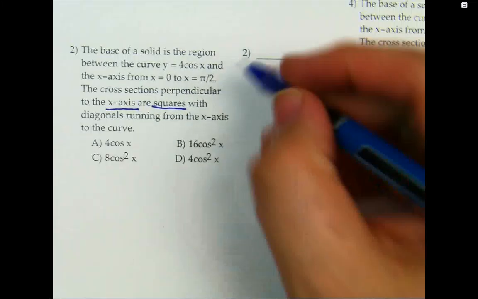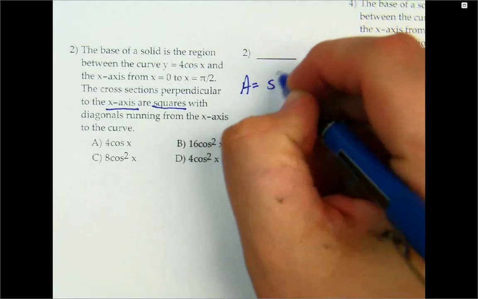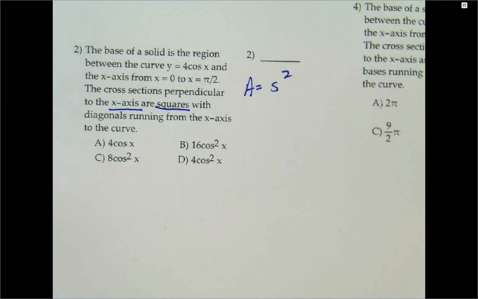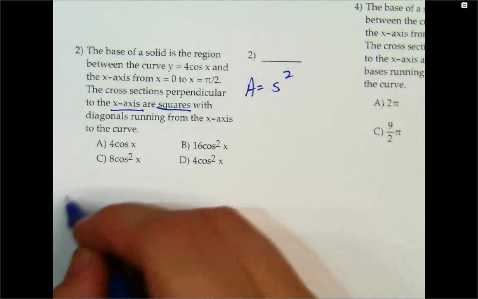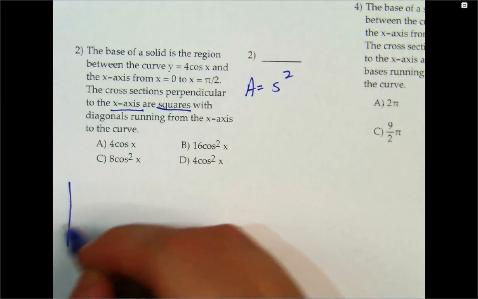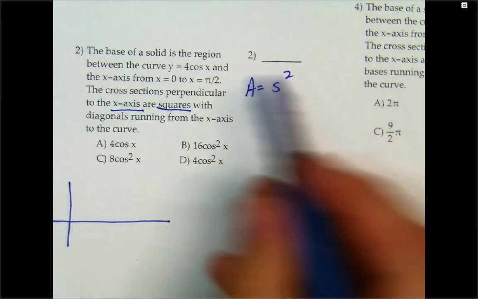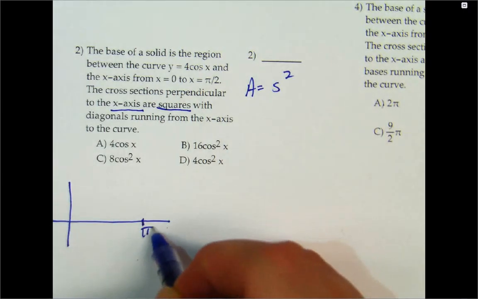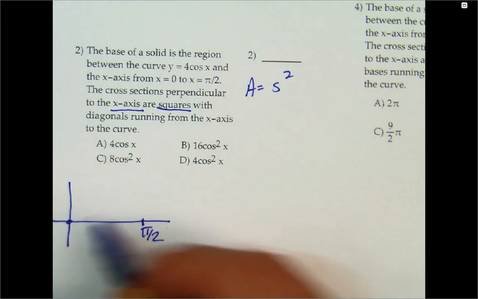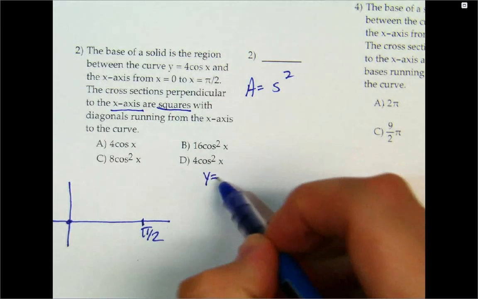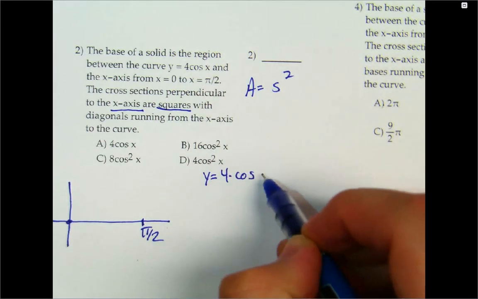So now, what's the area of a square? S squared. So all we have to do is figure out what the length of the side is going to be, and then square it, and we're good to go. Now, we're going from 0 to pi over 2, and we have y equals 4 times the cosine of x.